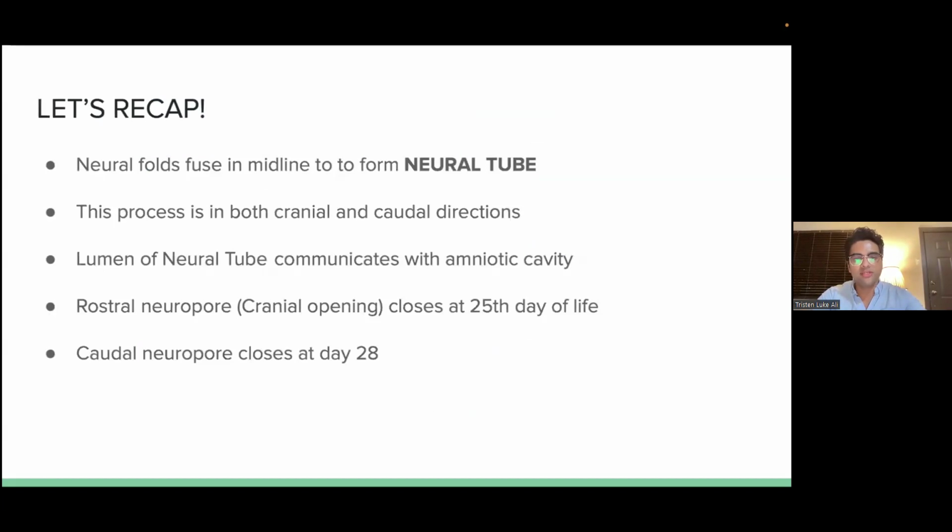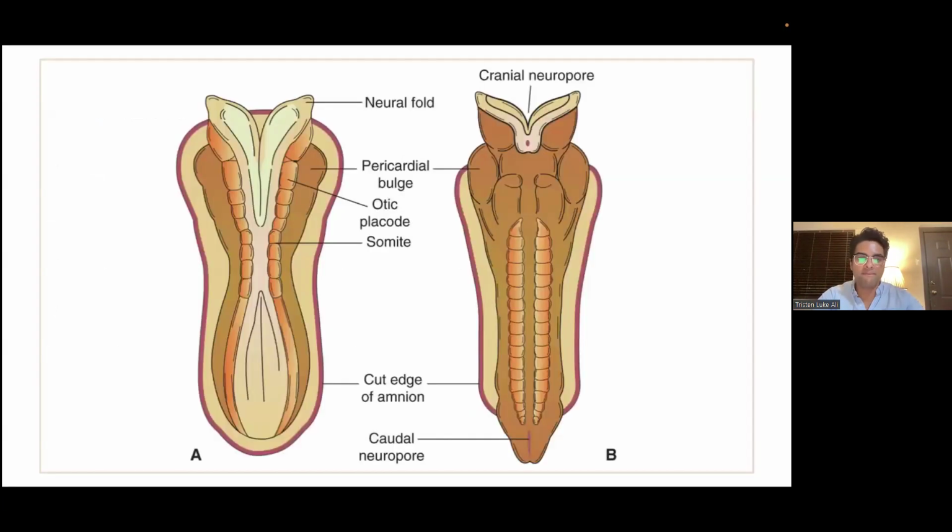This process occurs in both cranial and caudal directions, and the lumen of that neural tube is what communicates with the amniotic cavity. The rostral neuropore, or the cranial opening of this neural tube, closes at the 25th day of life, and depending where you read, the caudal neuropore closes at either day 27 or 28.